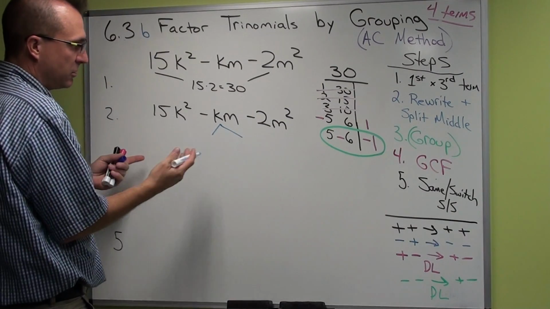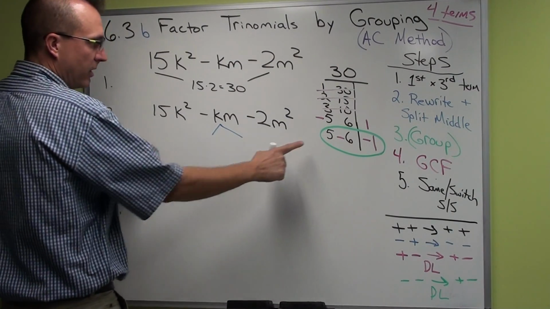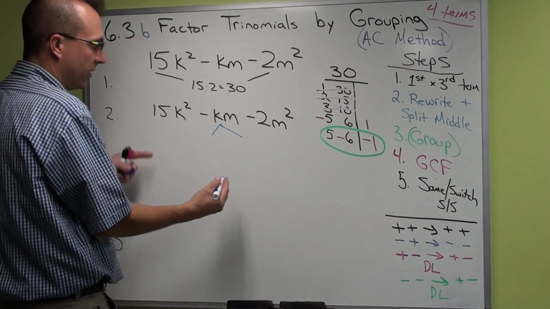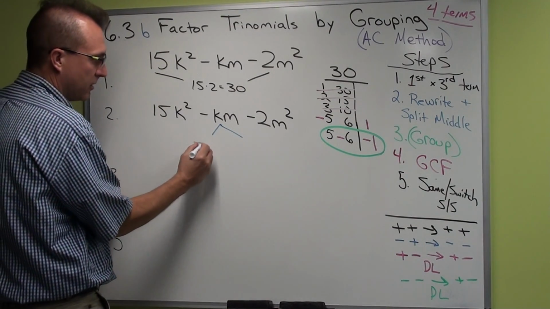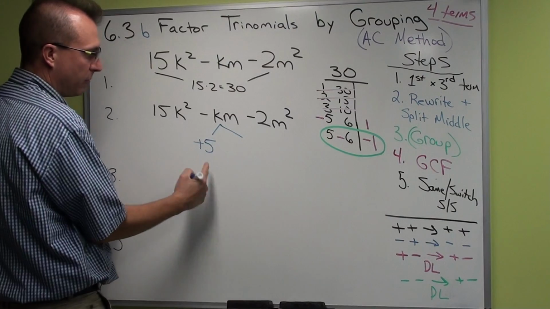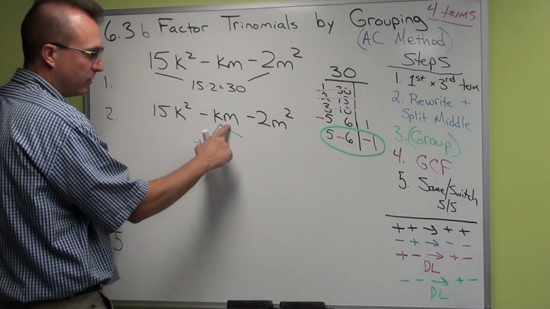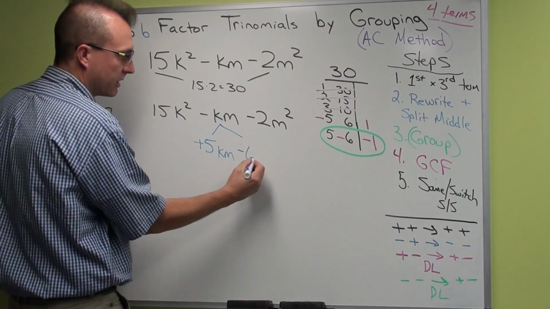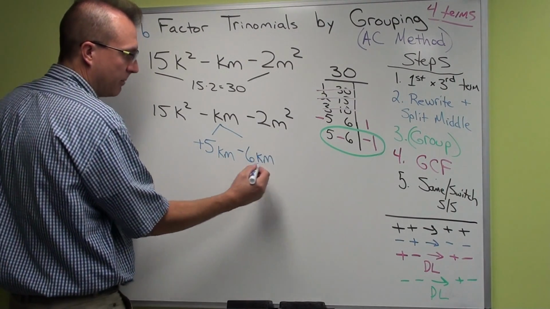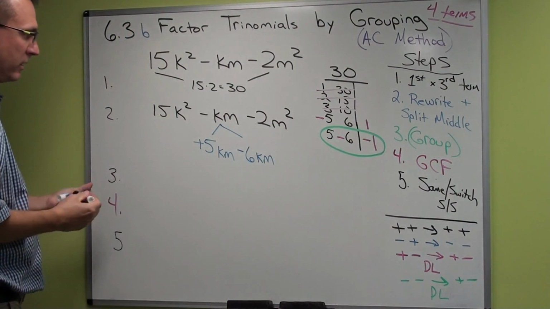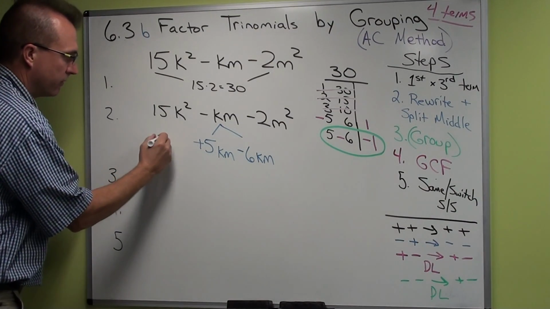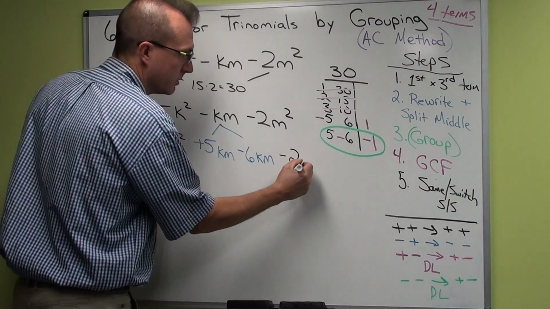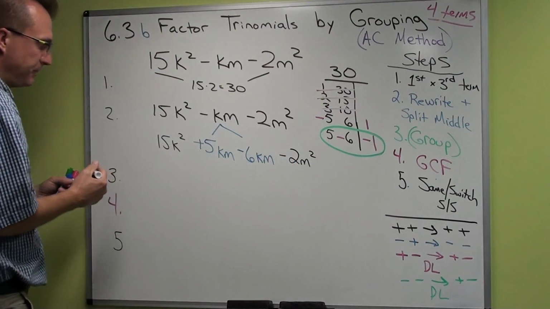And this one I don't think it's going to make a difference, but I've always put the 5 with a compatible number of a 5. I think that just makes sense. So you have plus 5, make sure you put the variable here, km minus 6km. Bring the rest down, 15k squared minus 2m squared.